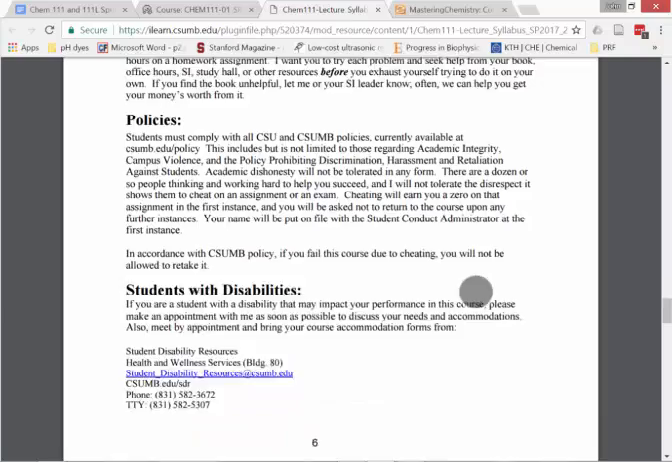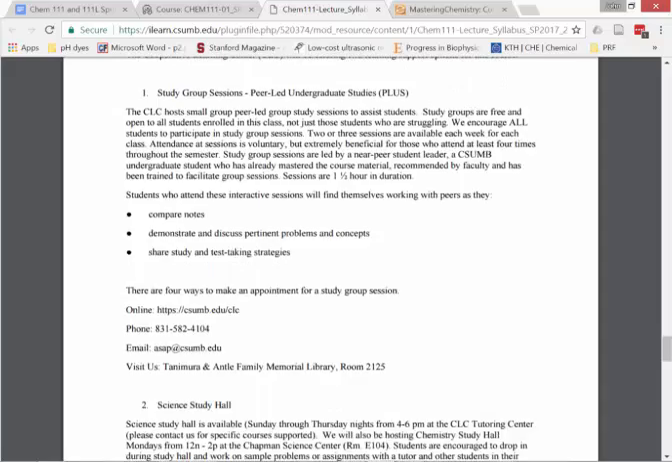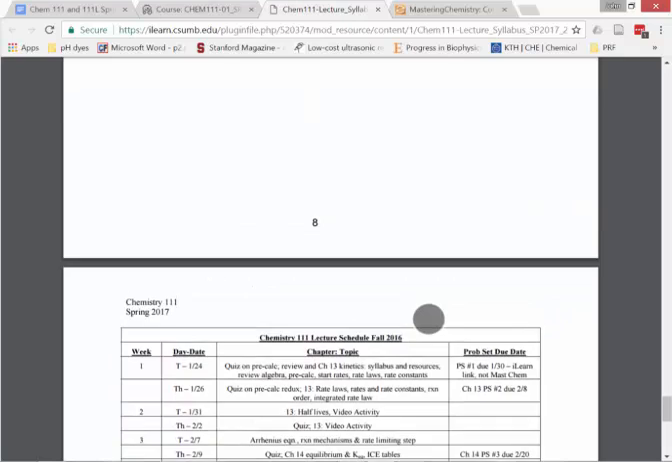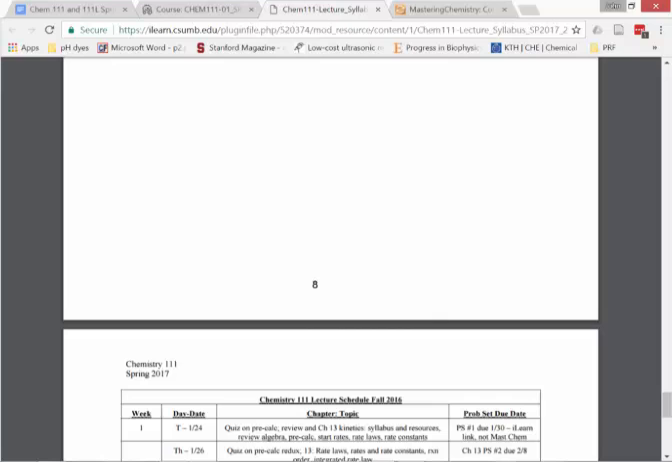Policies, SDR accommodations, study hall is great, cooperative learning center, just rattling off what is in here. And then the schedule. Questions or thoughts about the syllabus? I know it's small, not intending that you can actually read it from here, just sort of showing you what's where. Good. Okay. Very good.